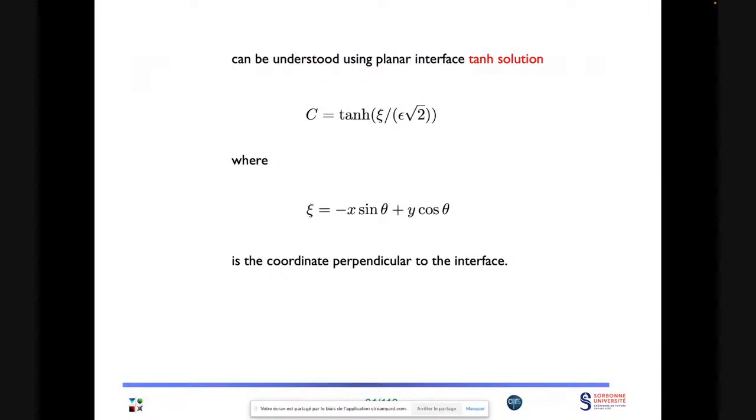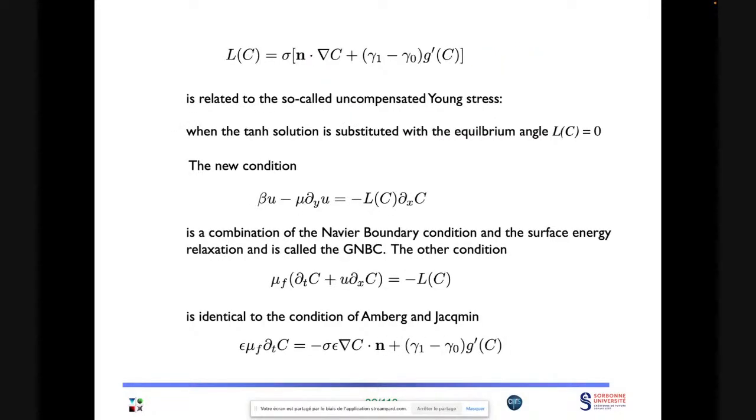This can be understood using the Tench planar interface solution, and it leads to this condition I've written again. The new condition is the combination of the Navier slip condition, if you put this to 0, and the surface energy relaxation, and is called the GNBC. And the other condition we have for the other parameter is identical to the Amberg and Jacquemin condition.